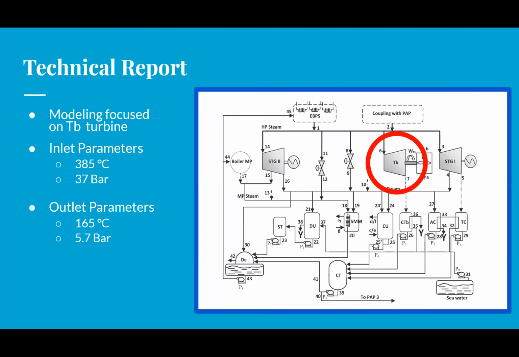This slide has a diagram of the full steam power system within the factory, and we're looking at turbine TB, which is within that red circle. For the inlet and outlet parameters, we took these from the report and used them within our code to model for efficiency calculations. One thing to note is that our inlet parameters were given as a range in the report, and our group chose to focus on the lower end of the range and use the values 385 degrees C and 37 bar because they gave us the most accurate calculations.